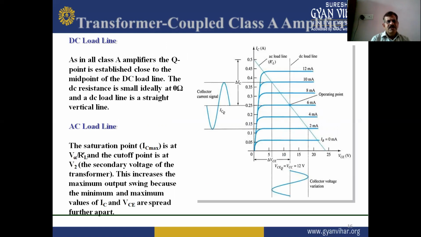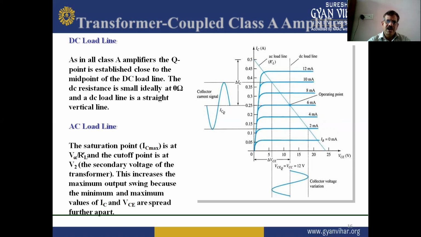So what is the DC load line in a transformer coupled class A amplifier? From the figure given here, in this class A amplifier diagram, the Q point is established close to the midpoint of the DC load line. The DC resistance is small, ideally 0 ohm, and the DC load line is a straight vertical line.